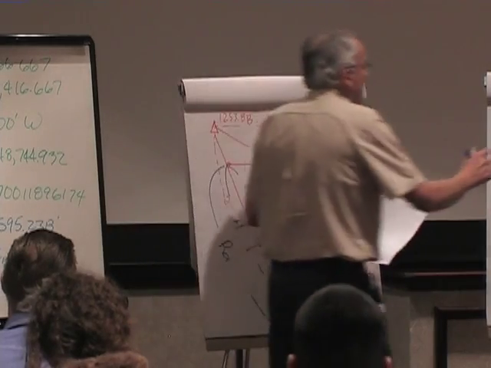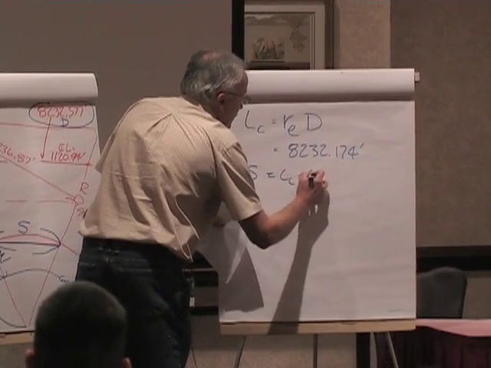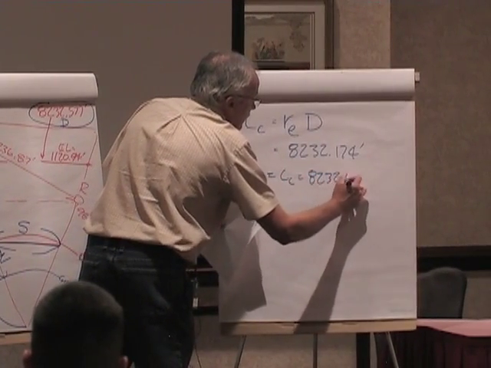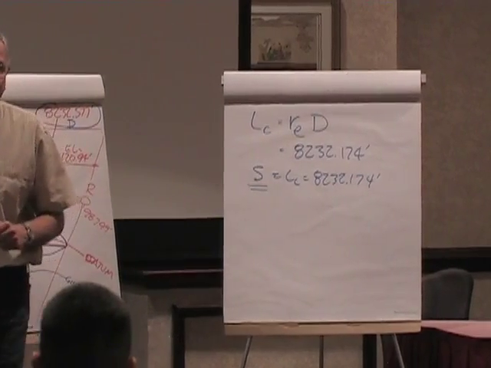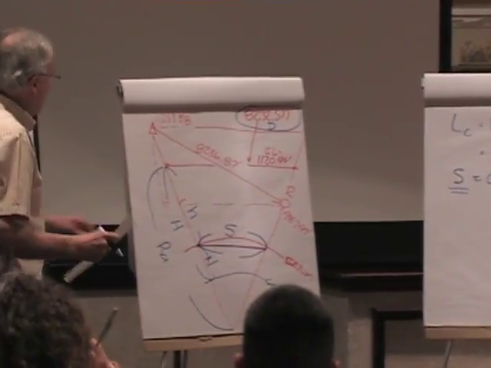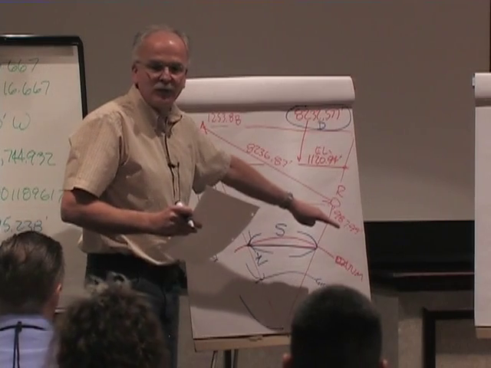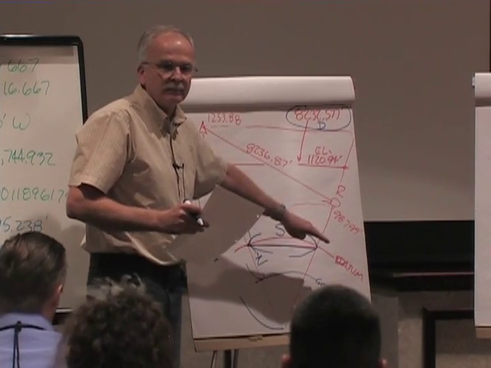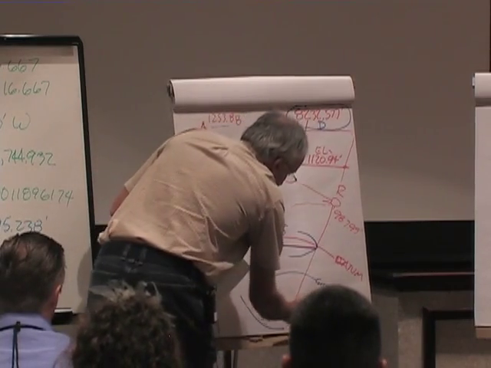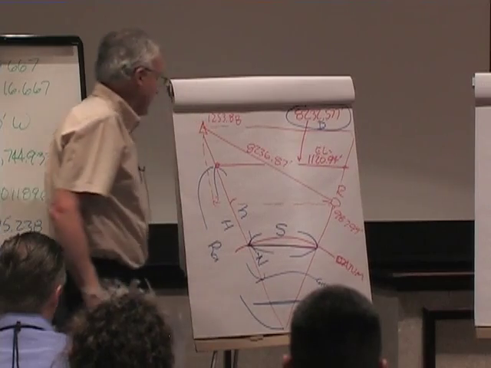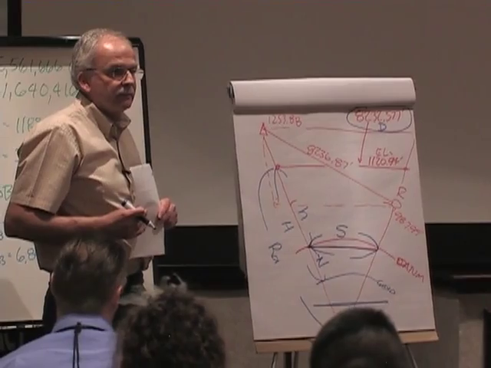So in this case, LC equals this, S equals LC, which equals 8232.174, and once again, S represents the geodetic distance. So now we've gotten to sea level, mathematical sea level based on our datum. On this particular problem, it's not that close to the center of the Earth, but our grid plane is down there. Okay?